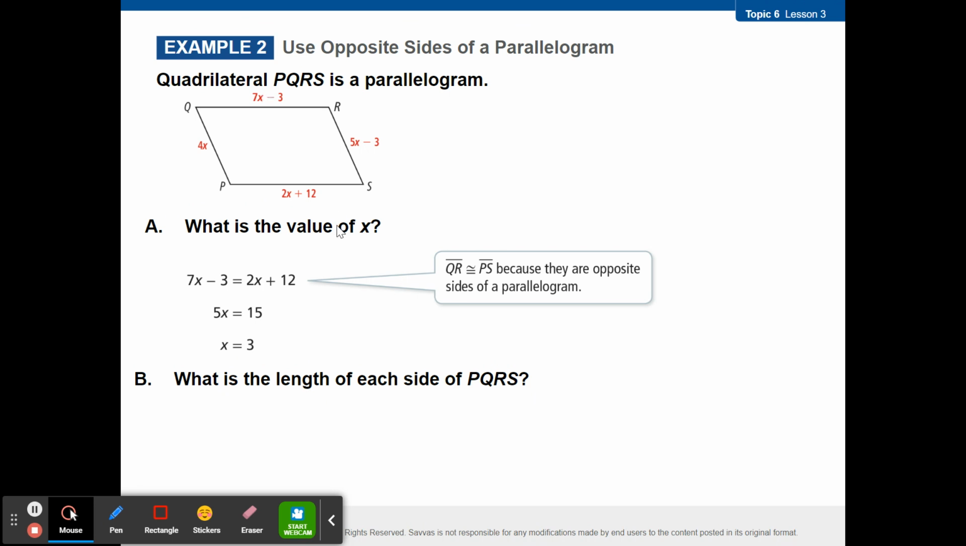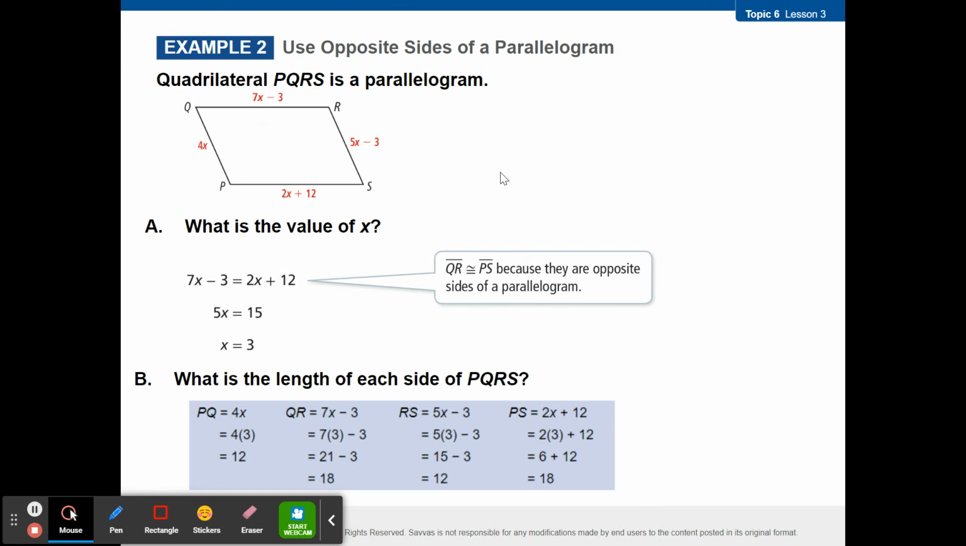For part B, it says find the length of each side. You would just substitute this in, and you'll know that the opposite sides are congruent. But in this case, if we did all of them, PQ would be 12. That would also mean that RS is also 12. QR would be 18, and PS would be 18. Okay? Questions on that one?